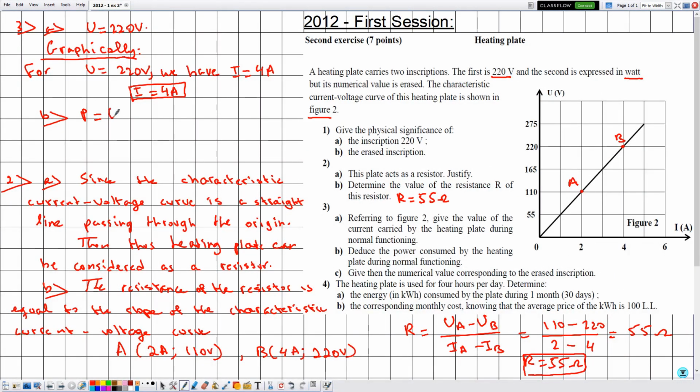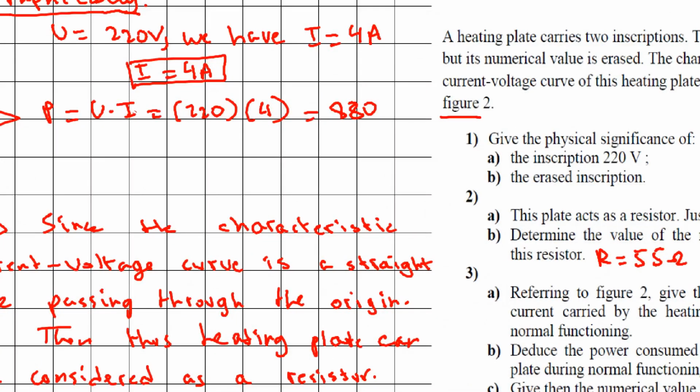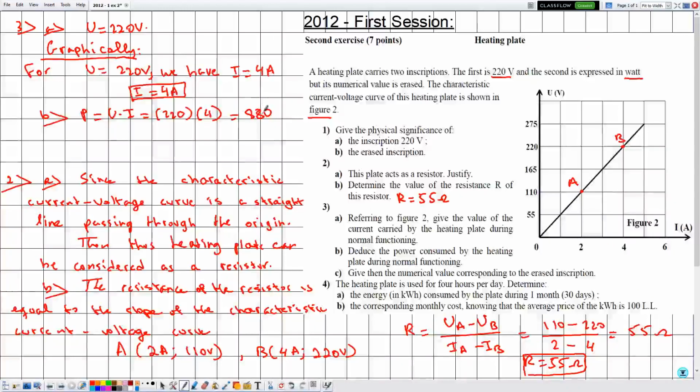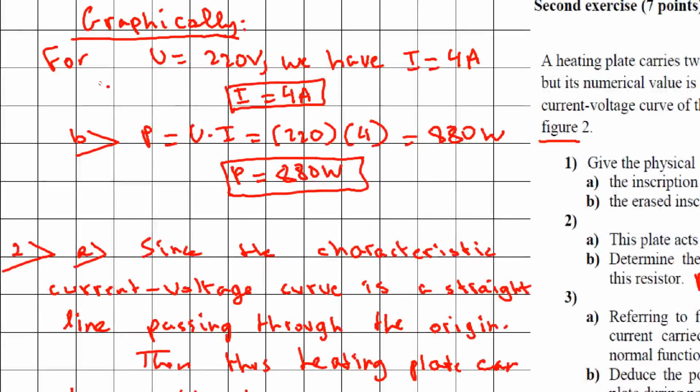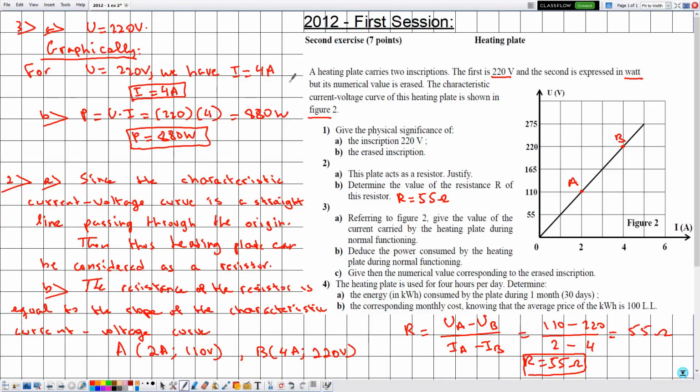The electric power is given by U times I. The value of U is 220 and the value of I is 4. Plugging this on the calculator, it will give me 880. Since both U and I are in SI, the value of P will be in SI, which is watts. So P is equal to 880 watts. I repeat, in this case, what does P represent? P represents the rated power consumed by the heating plate under which it functions normally.